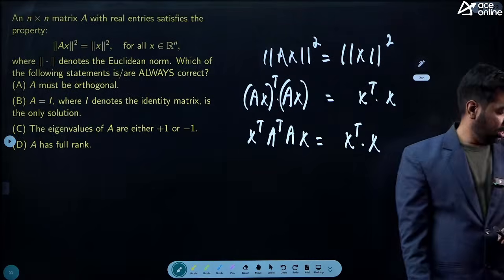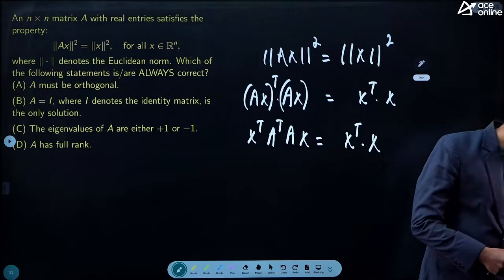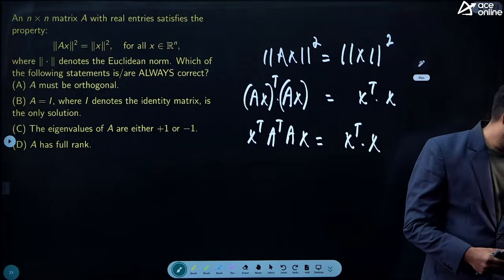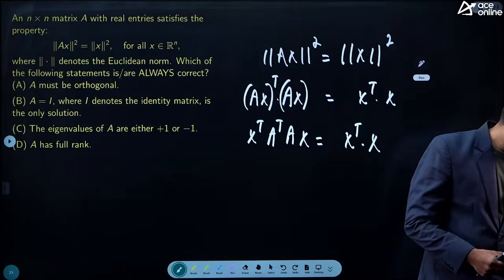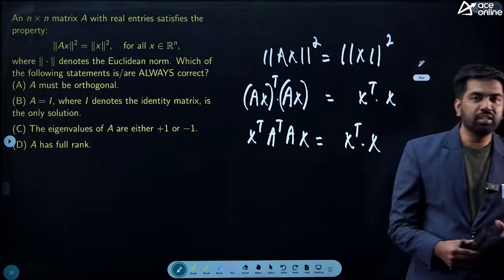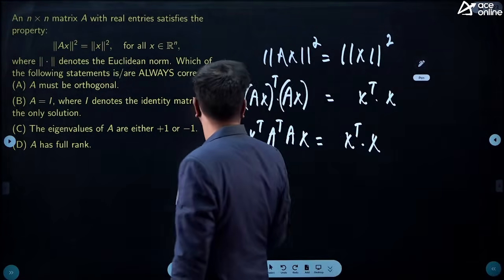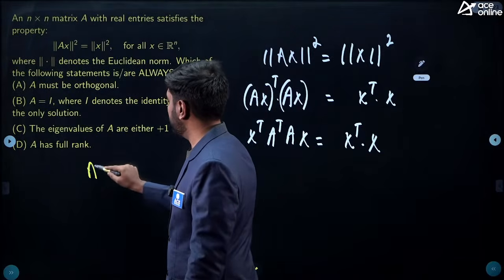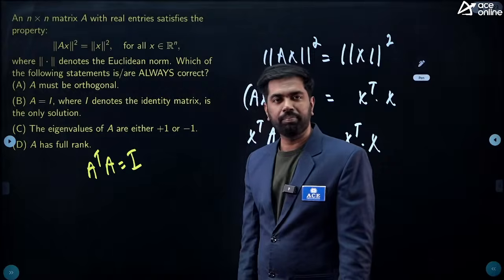I haven't got any reply. Yeah, I got the reply. Pradhan says A transpose A equal to I. And Harshit says when A into A transpose is equal to identity. Praveen says some identity matrix. Yes, you are all right. So this is equal when A transpose A equals the identity matrix.